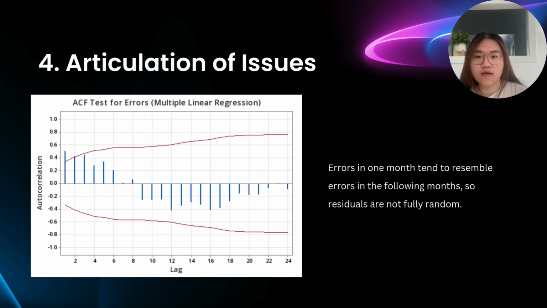The plot shows the error from one month tends to be similar to the errors in the next few months. There is positive autocorrelation at lags 1 to 6, and later at lags 10 to 18, the errors tend to alternate in sign, showing negative autocorrelation, which means the model's leftover patterns are not fully random. By using fixed dummies, the model assumes that the seasonal effects are constant over time. If customer behavior changes, the fixed effects might no longer hold.